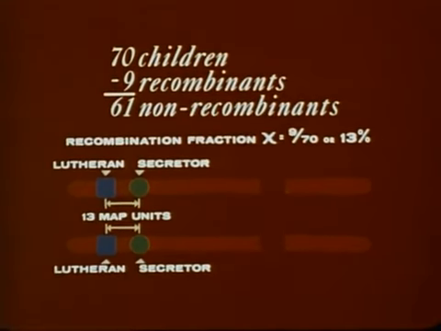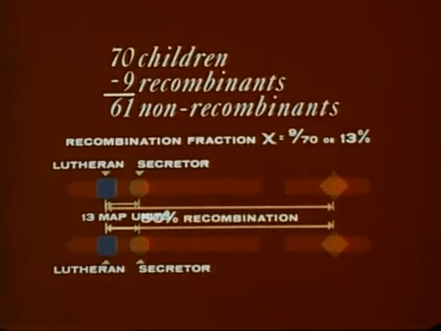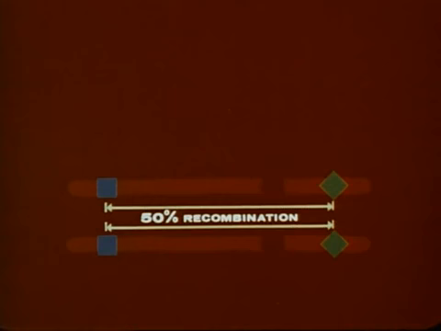The lower the recombination fraction, the closer the two loci are on the chromosome. If the recombination fraction is 50%, that is, if crossover and non-crossover progeny occur with equal frequency, then independent assortment obtains. The loci are either on separate chromosomes or far apart on the same chromosome.